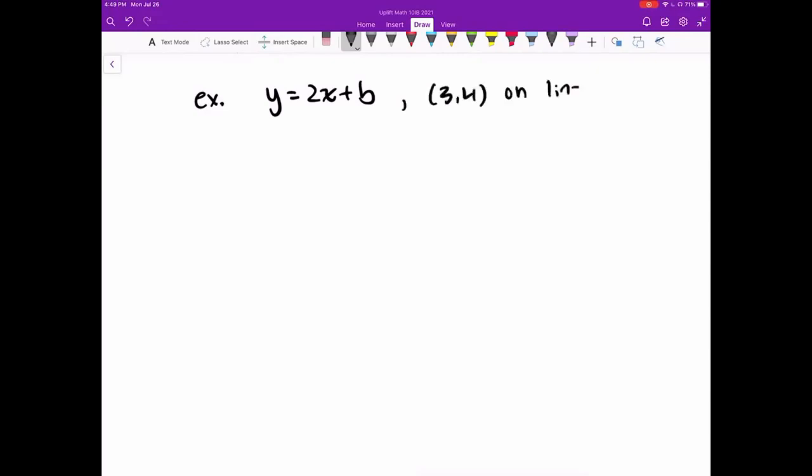What we can do is fill in the x and the y. So 4 equals 2 times 3, and then plus b. And then again, we could isolate the b. So b equals -2. So that would be the y-intercept.